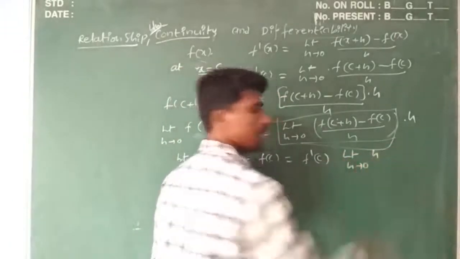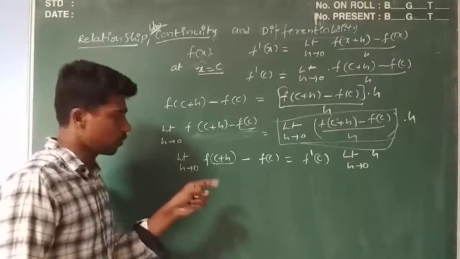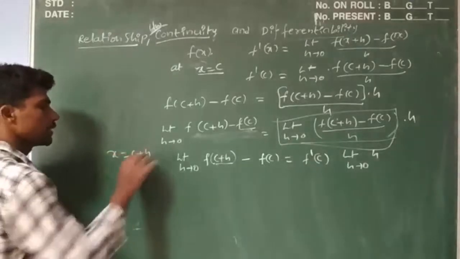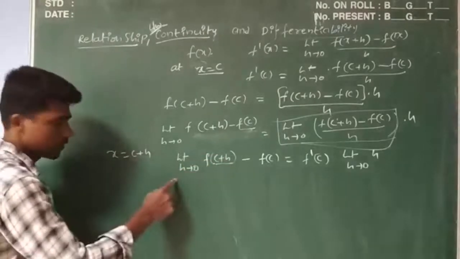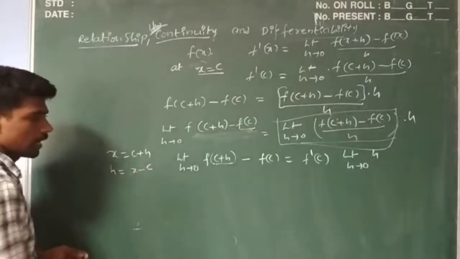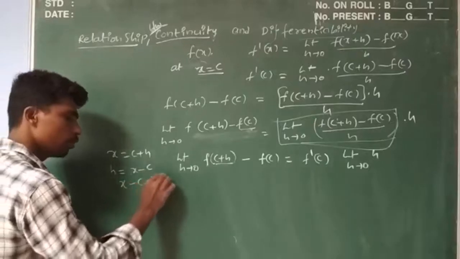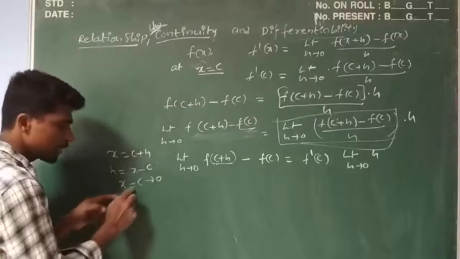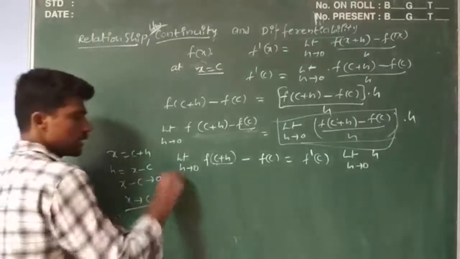Now we have here c plus h as h tending to 0. I am using a substitution method, which is nothing but x is equal to c plus h. I am going to take x as c plus h. Now what about h? h will be equal to x minus c. As h tending to 0, x minus c should tend to 0. So if x minus c tends to 0, x tends to c. So use this relation in this particular limit.